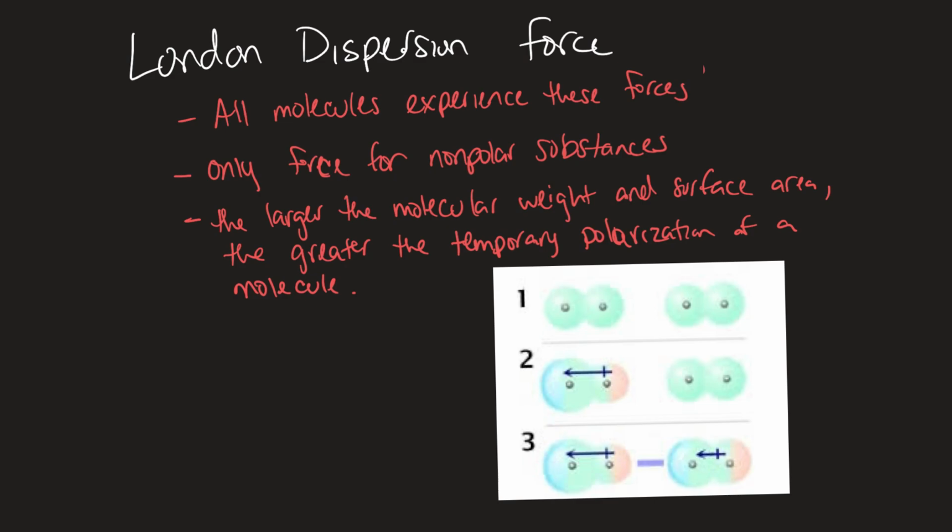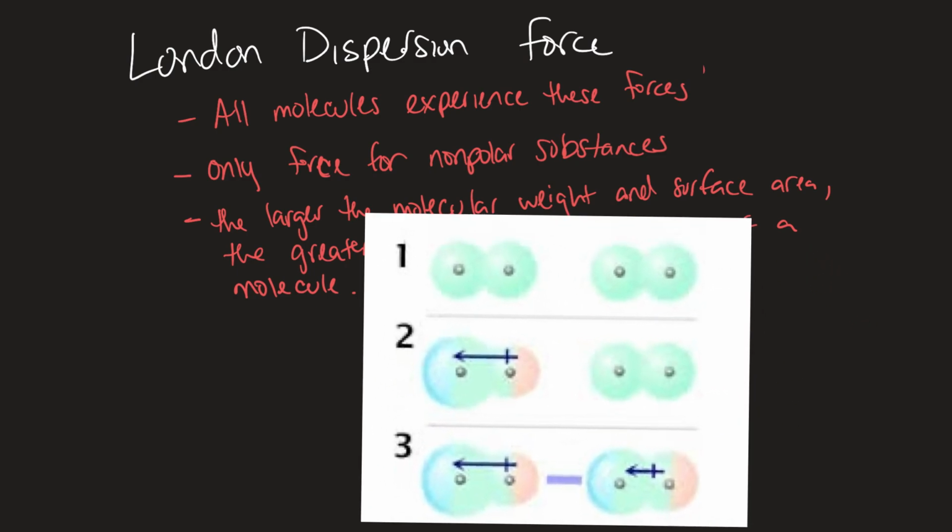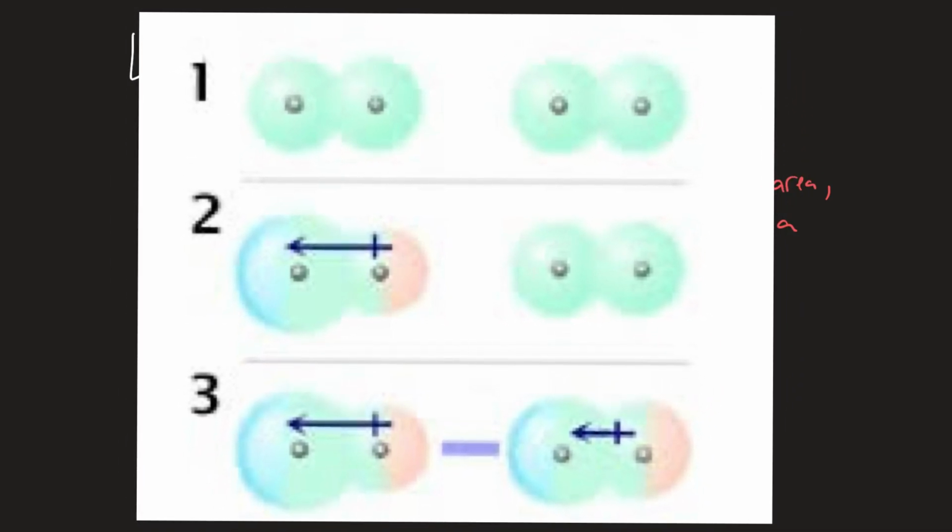Now, what is London dispersion force? What causes it? I'm going to blow up this illustration here. We're talking about a nonpolar substance. Let's say these two substances are H2. These are nonpolar, and that means electrons are being shared equally between the two. I'm going to draw some electrons. So they're sharing electrons between the two.